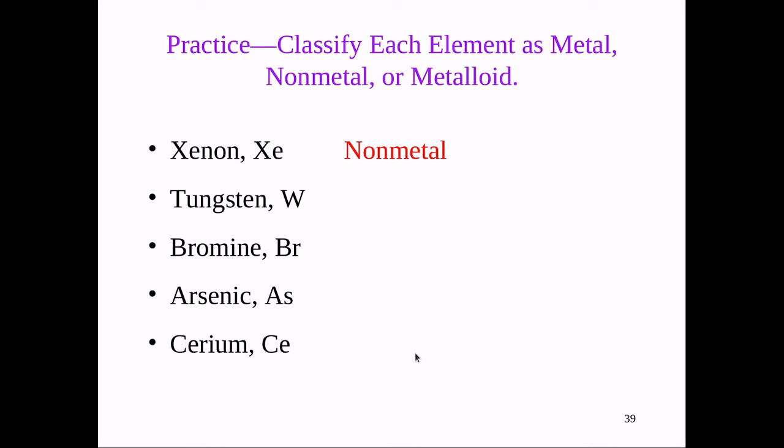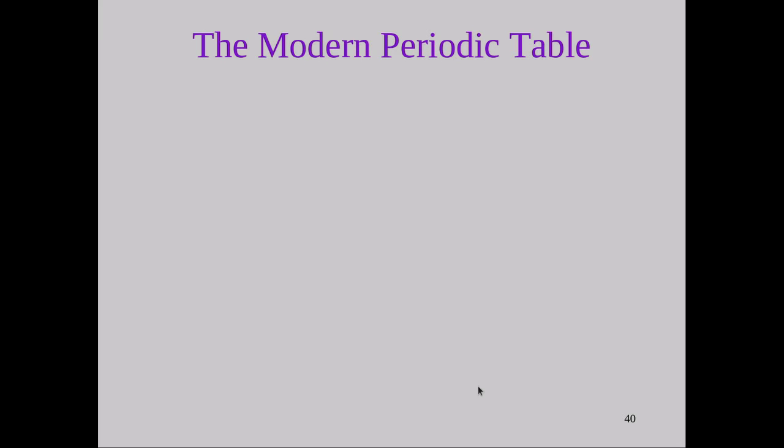Okay, so xenon is on the far right, furthest right down the table, so it's a nonmetal. Tungsten is towards the center, and it's going to be a metal. Bromine is on the column second from the right, so it's a nonmetal. Arsenic is a metalloid. It's along that step thing. And cerium is a metal.